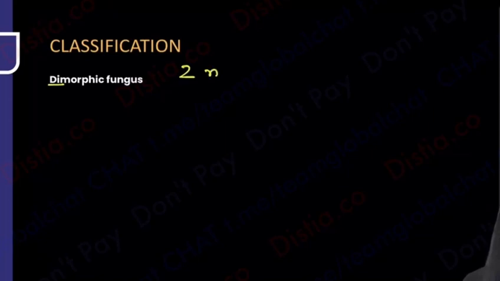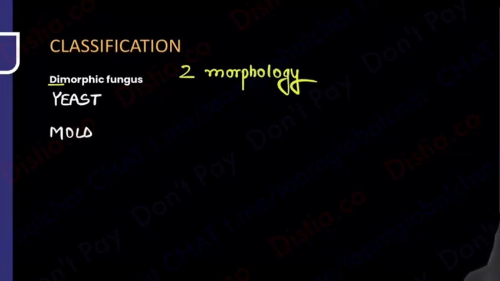That means this is going to exist in two morphologies. There are two morphologies in which it exists. What are those? Both the forms that we studied. Till now, we have studied something known as the yeast form, which is going to have that budding. And the other one is known as the mold or the hyphae form, which is going to be a true hyphae. So there are two forms, and this fungus exists in both. It can exist in a yeast form also, and it can exist in a mold form also.